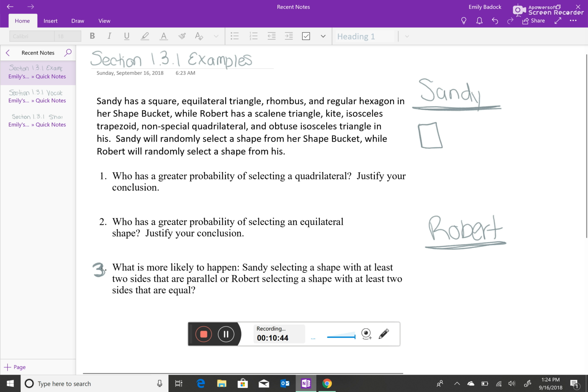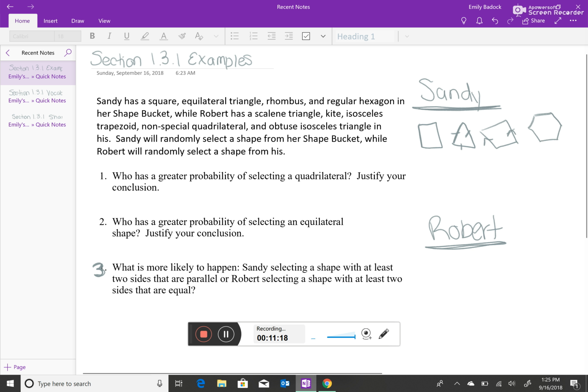So Sandy has a square. Then she has an equilateral triangle. So again, equilateral means all of the sides are the same, so I'm going to establish that using that. Then she has a rhombus. That can look something like a tilted square, and those sides are parallel. Then she has a hexagon. Please bear with me while I'm drawing this. There we go.